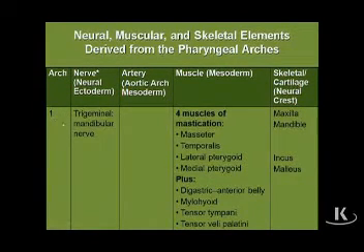For the first arch, the mandibular division of 5 grows into it. The mesoderm of the first arch develops into these muscles plus these muscles, and therefore the mandibular division of 5 must be innervating these muscles, and they are. The neural crest of the first arch is going to form the maxilla and the mandible. We'll talk about that in a few moments. We've already said that it will also form the malleus and the incus, bones of the middle ear.